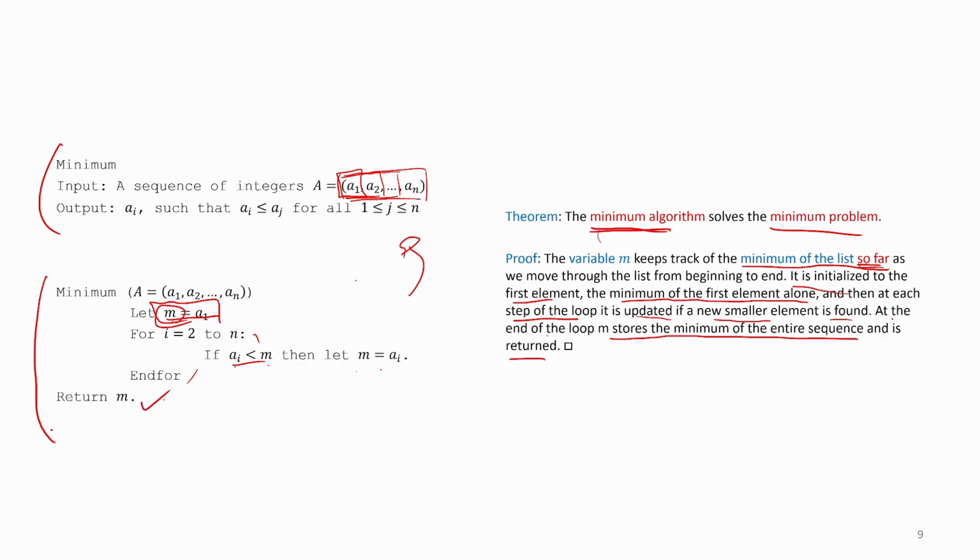Check, that's what we wanted. That's what we're supposed to return up here, something that is less than the entire sequence. Boom, we've proven that our algorithm is correct.